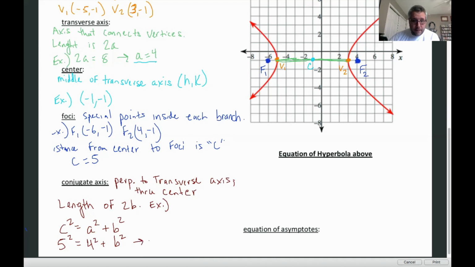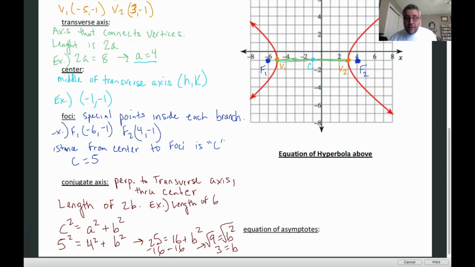So we have 25 equals 16 plus b squared. Subtract 16 from both sides, so we get 9 equals b squared. You can see where this is going, I think. Take the square root, so 3 equals b. If the entire length of this conjugate axis is 2b, then in this example it would be twice 3, or a length of 6.